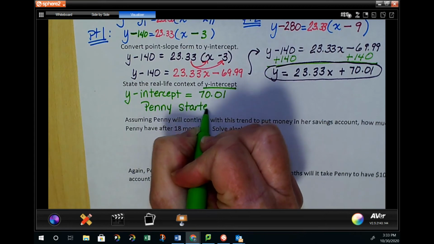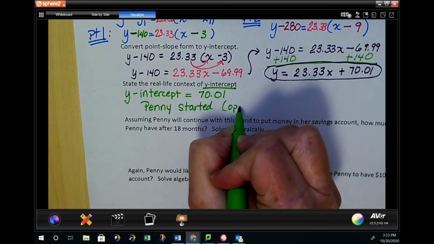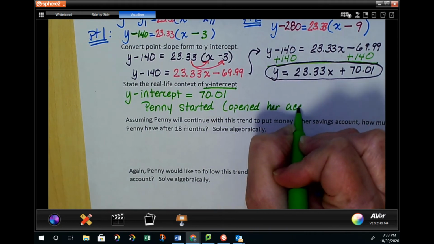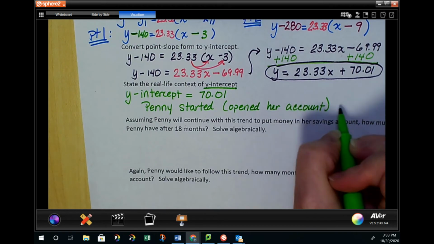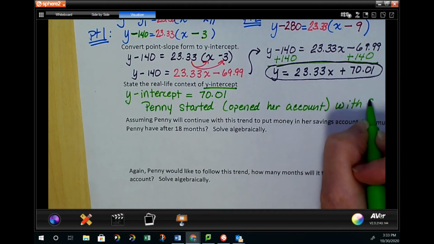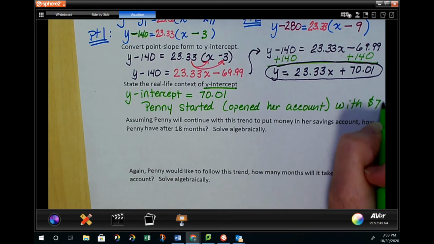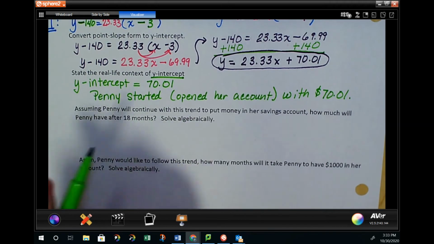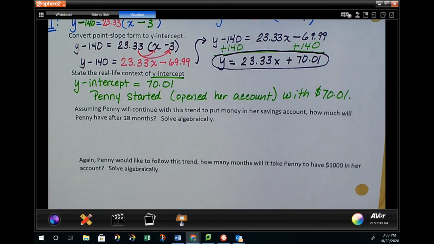So Penny started, or you can put opened her account with $70.01. That's that real life context of y-intercept. Penny opened her account, or she started it. So at month 0, she walked in and she had $70, and she probably found a penny on the floor and said, "Hey, can I just put that in too?" And then, of course, they said, "Oh yeah, sure, we'll deposit it."